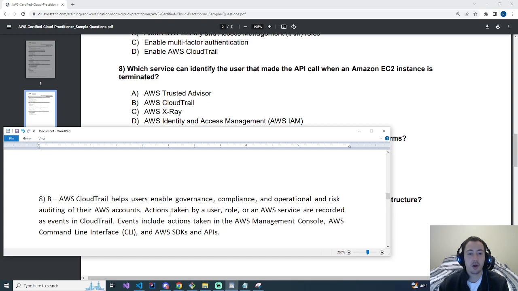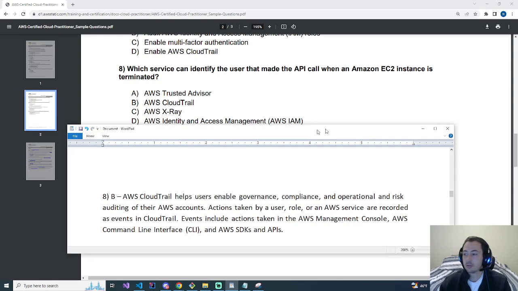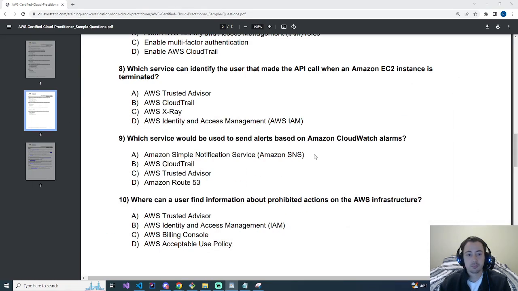AWS CloudTrail helps users enable governance, compliance, and operational and risk auditing of their AWS account. Actions taken by a user, role, or AWS service are recorded as events in CloudTrail. Events include actions taken in the AWS Management Console, AWS Command Line Interface, and AWS SDKs and APIs. So our intuition was right there.